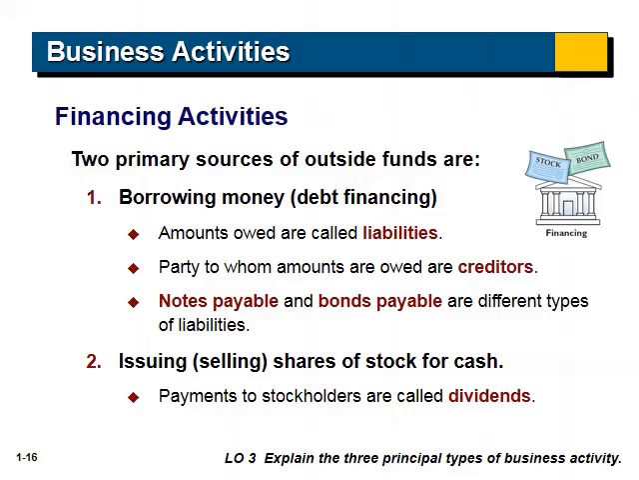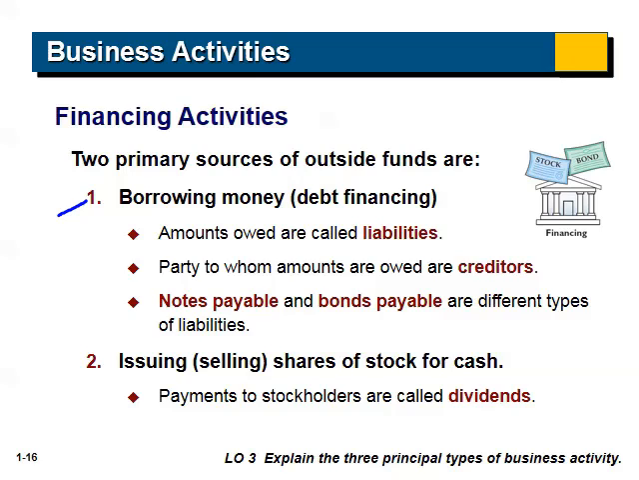Financing activities, basically talking about how you raise capital. How does a company get its outside funds? Well, they do it really in two ways. They can borrow money, which we call debt financing. The debt is something that you owe. It's also called a liability. So if you borrow money from a bank, then you have what's called a liability, but you're getting cash. That's a source of financing.